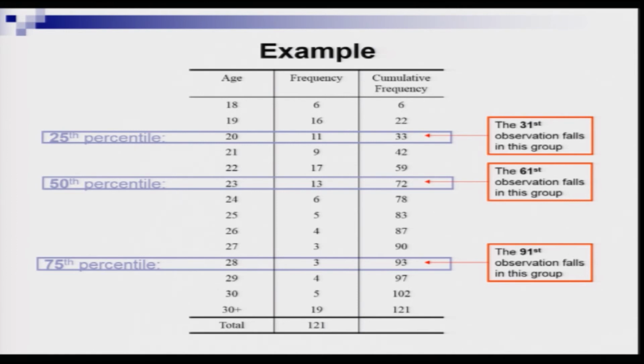A similar approach could be taken to find out the median, or the second quartile, or the 50th percentile number. We plug the values of n and p into the formula that I have shown in the last slide, and we come up with the number 61. The 61st observation falls in a group where I see cumulative frequency is reported as 72. So, the corresponding age is 23, and that is the value of my median or 50th percentile. Similarly, we can find the 75th percentile from the table.